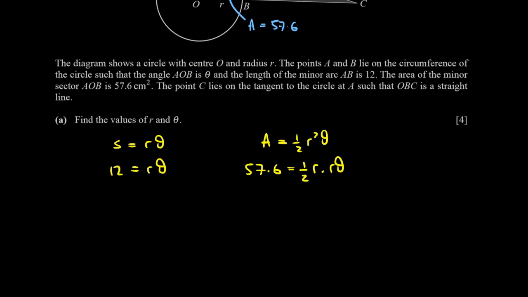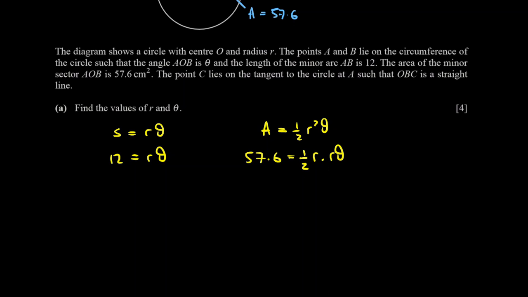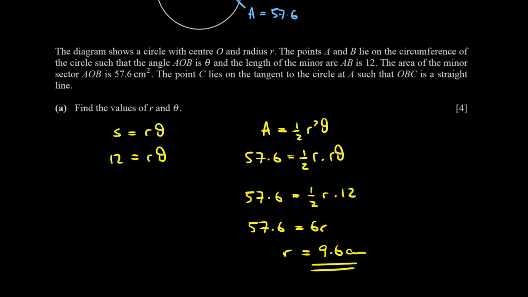Now, why have I rewritten it like that? Well, because we know that r theta is equal to 12. So what I can do is write here 57.6 is equal to a half times r times 12. Or in other words, 57.6 is equal to 6r. And if I divide both sides by 6, I get 9.6. So the radius of the circle is 9.6. And of course, what I've got to do is substitute into here.